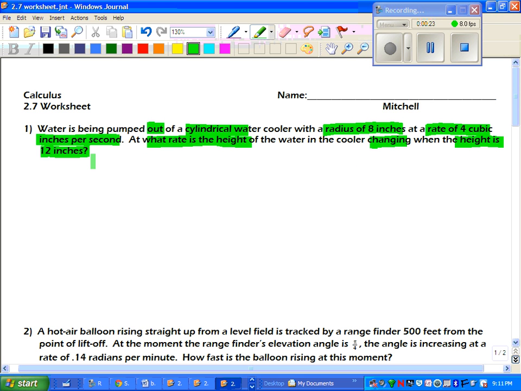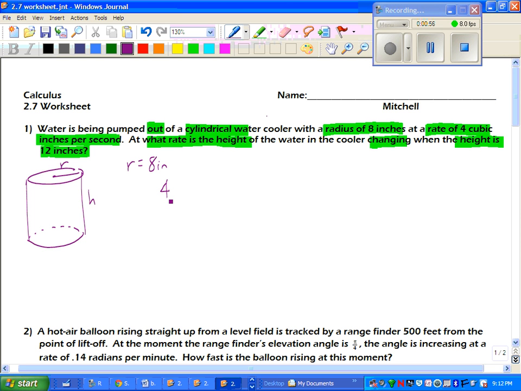So let's figure out all the stuff we've got there. We're talking about a cylindrical tank, so we've got a cylinder. We've got our radius. Key components to these measurements are going to be our radius and the height. Well, water's being pumped out of this cooler with a radius of 8 inches, so r equals 8, at a rate of 4 cubic inches per second.